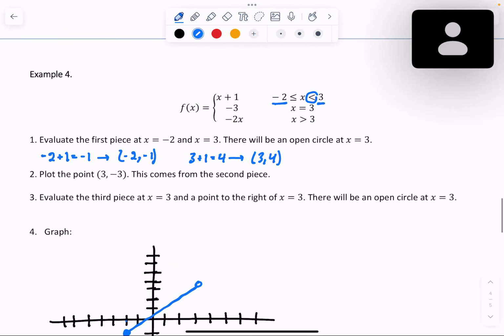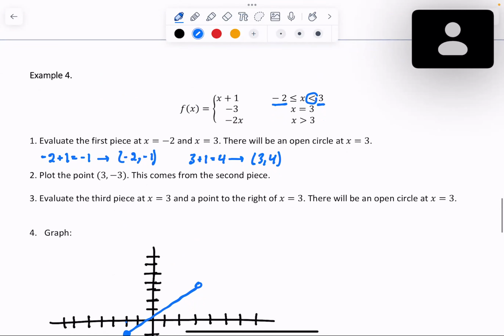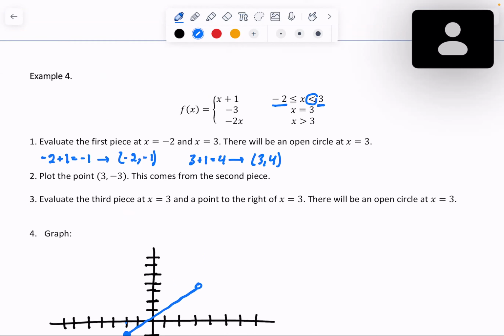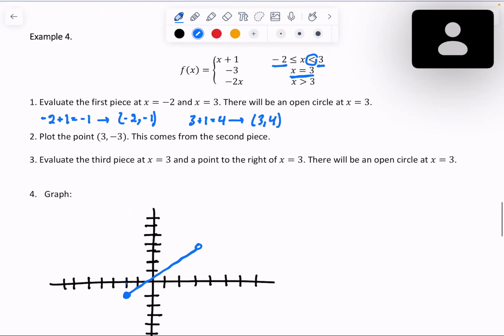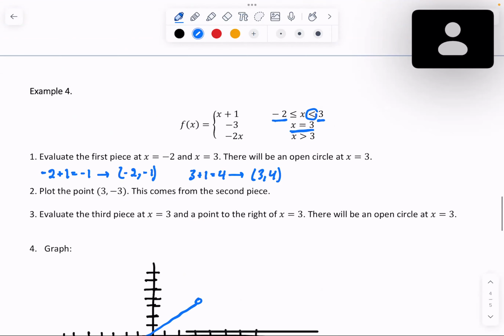So that's the first piece. That's what it looks like on the first piece. Now the second part says plot the point 3, -3. This will be the second piece right here, because when x is 3, the function on that piece, f of x, is -3, or y is -3. So we plot the point 3, -3. And here it has a closed circle because we have equality at that point.